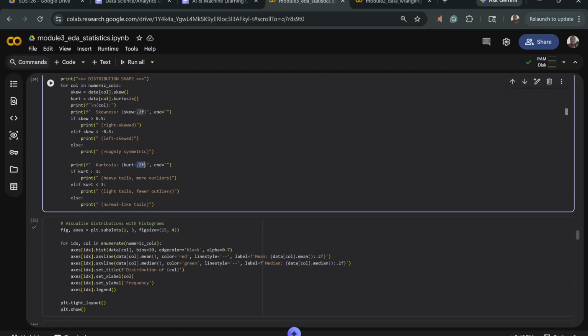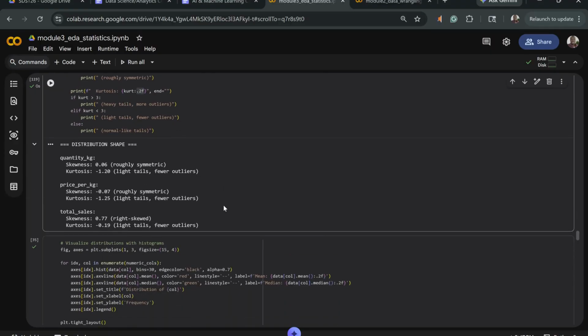For kurtosis, we compare with 3. If we have greater than 3, then we have very heavy tails. If we have less than 3, we have a light tail. But if we have equal to 3, we say it's normal. So for our quantity, we say it's roughly symmetric. For skewness and for kurtosis, we say it's light tails, fewer outliers.